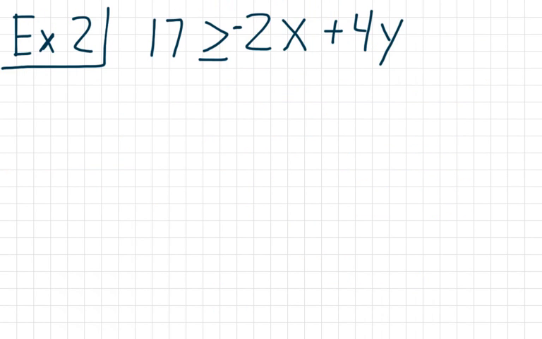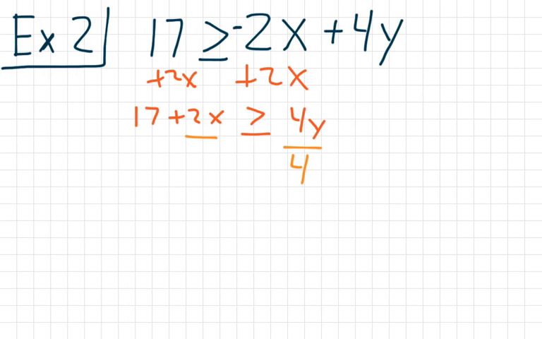So 17 is greater than or equal to negative 2x plus 4y. Again, I want to solve for y all by itself. So first thing I'm going to do to both sides, I'm going to add 2x. So then what I have is 17 plus 2x is greater than or equal to 4y. Well, I want y by itself, not 4y. So now I've got to divide everything by 4. And so I do that.